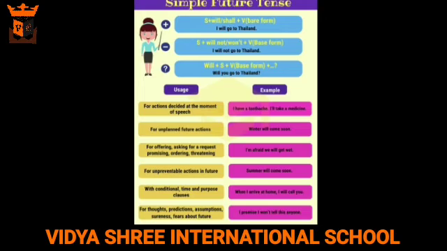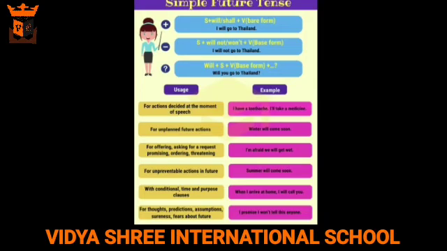Simple future tense is used for actions decided at the moment of speech. For example, I have a toothache. I'll take a medicine. It is used for unplanned future actions. For example, winter will come soon. It is also used for offering, asking for a request, promising, ordering, or threatening. For example, I am afraid we will get wet.